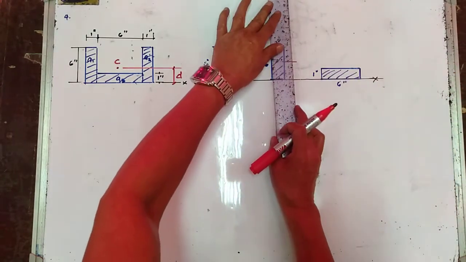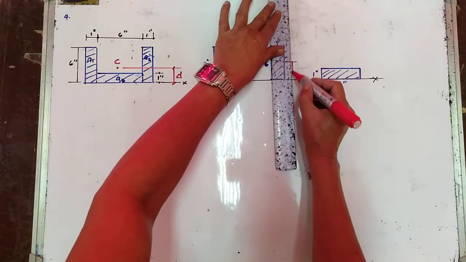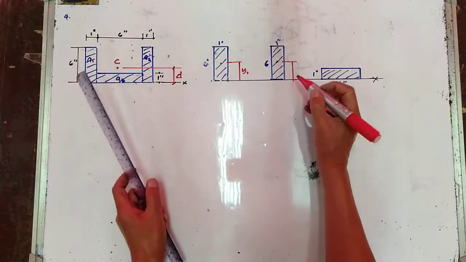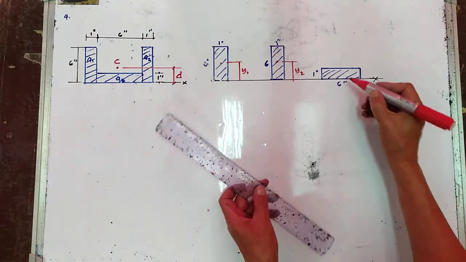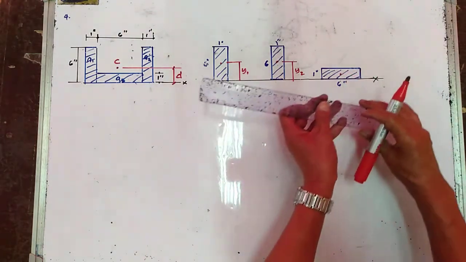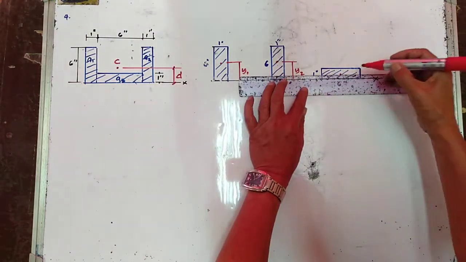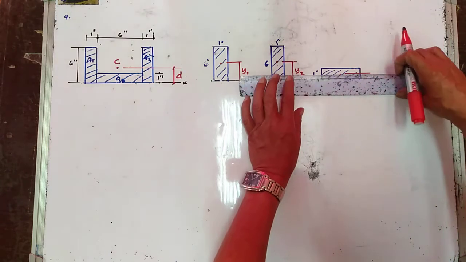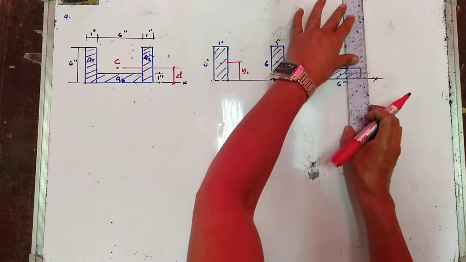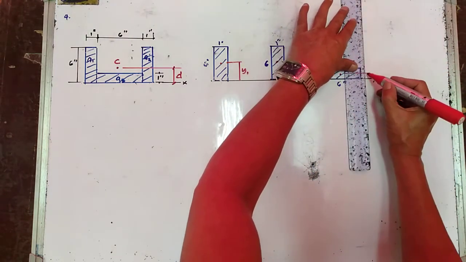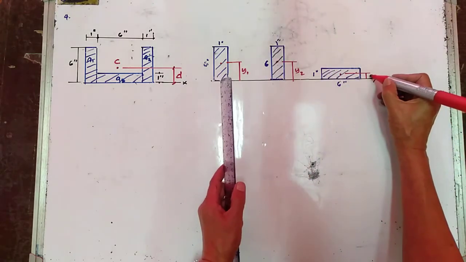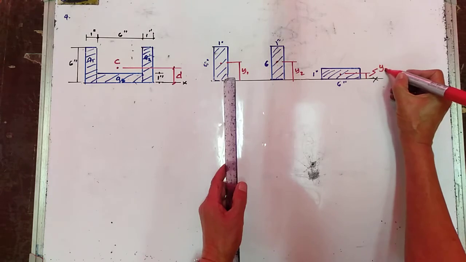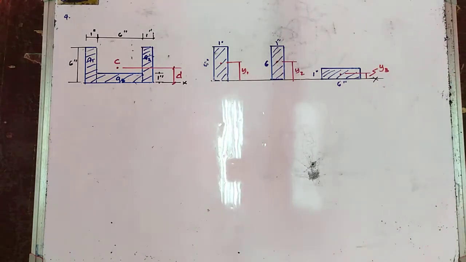So this is y2. And the third area, the centroid is 1/2 of its height. And this is therefore equal to 0.5. So that is now 1/2 of its height. And I'm going to consider this one in here as your y3.